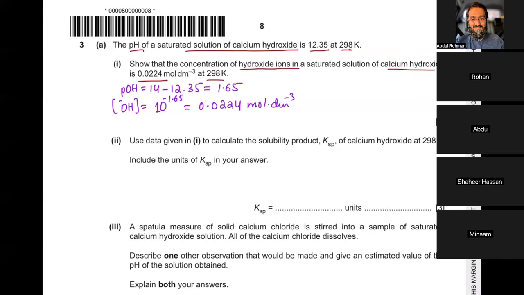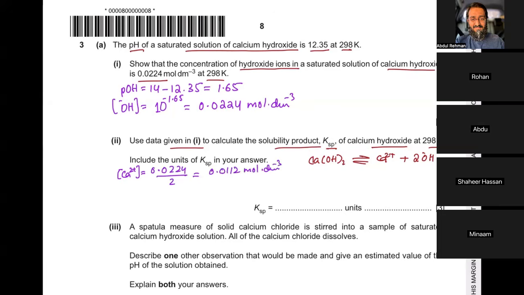Now use the data given in 1. Calculate the solubility product Ksp for calcium hydroxide at 298 Kelvin. So calcium hydroxide dissolves to give 1 mole of calcium ion and 2 moles of hydroxide ions, right? So this is the concentration of hydroxide ions. So the concentration of calcium ion is going to be half of this one. So it is going to be 0.0224 over 2, which is going to be 0.0112 mole per dm cube. Is this understandable?